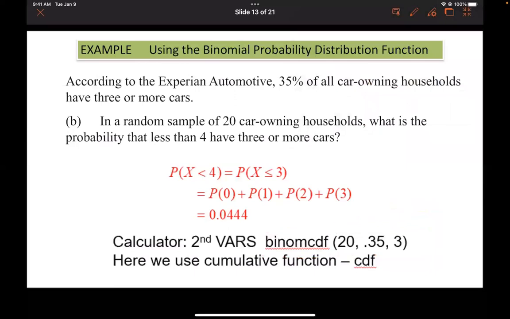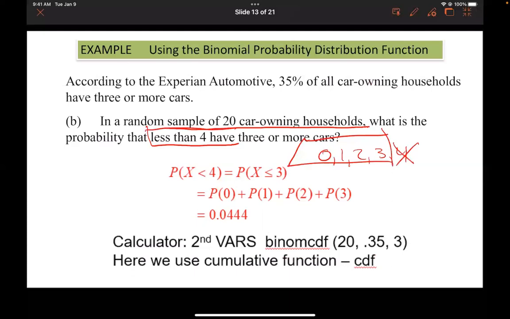So here it says random sample of 20 car owning households. We want to know the probability that less than 4 have 3 or more cars. So remember, the binomCDF function is less than or equal to, and it's less than 4. So 4 is not part of the group we're looking at. We're looking at less than or equal to 3. So 0, 1, 2, 3, 4 is not part of it. We want these ones right here.